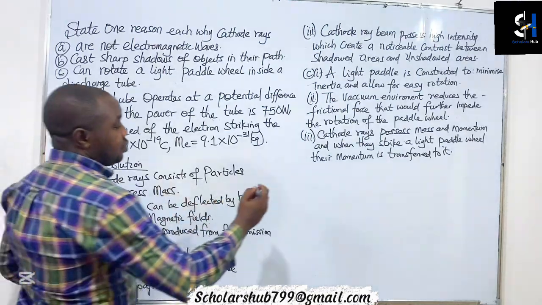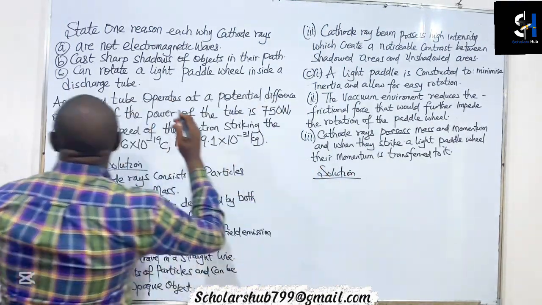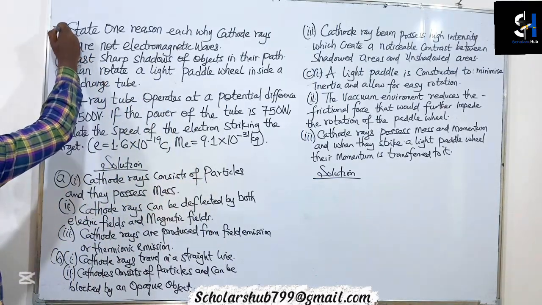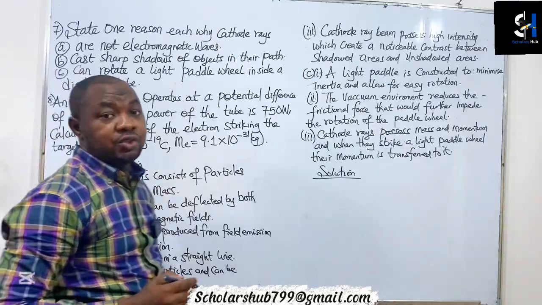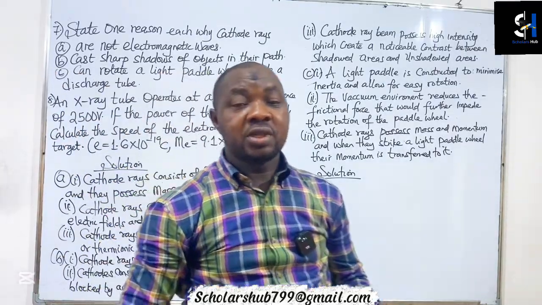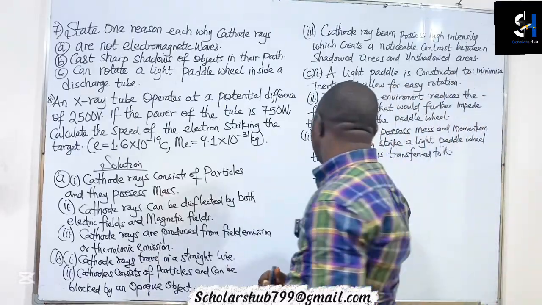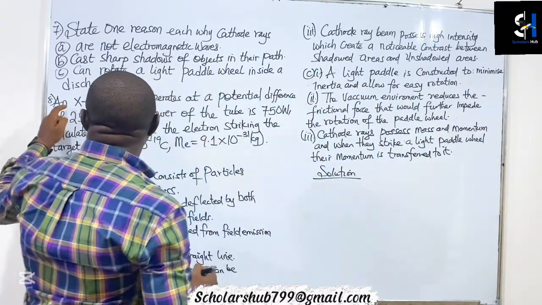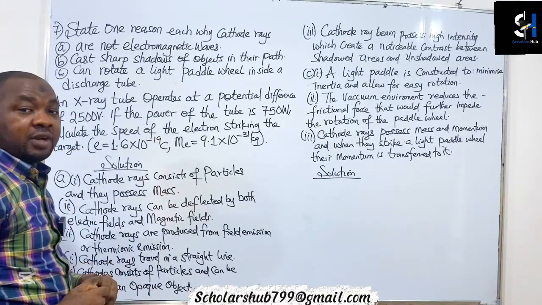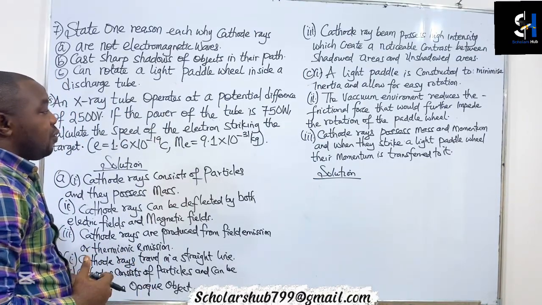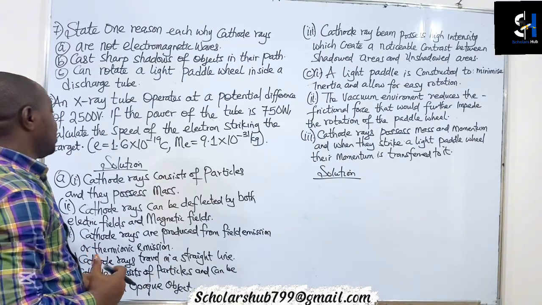Now, the second question, I think this is question 7 and 8. S.S.C.E question 7 and question 8, S.S.C.E 2010 section B part 1. Yes, this is part 1. All right, so question 8. An X-ray tube operates at a potential difference of 2500 volts. If the power of the tube is 750 watts, calculate the speed of the electron striking the target.